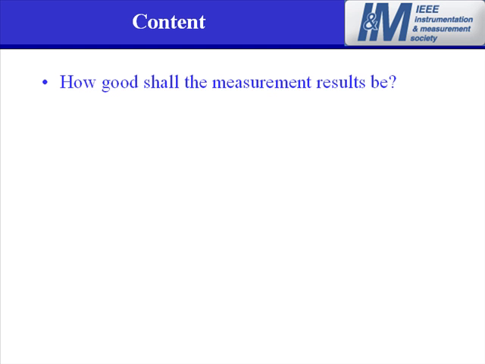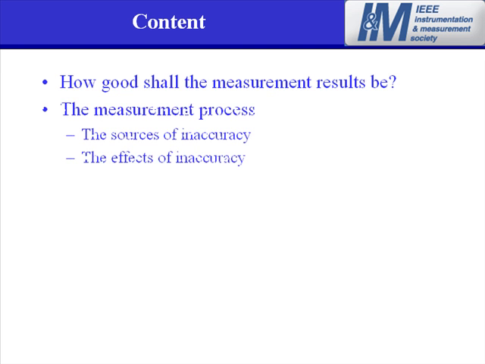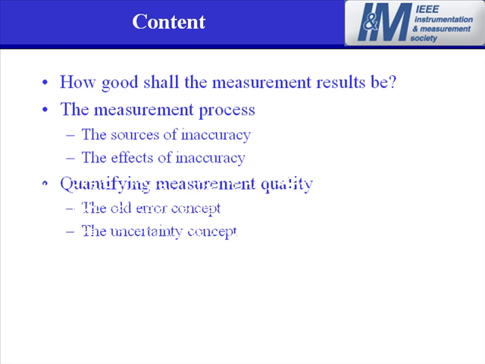First of all, we need to establish how good our measurement shall be. To do so, we need a model for the measurement process, and this model must be capable of identifying the sources of inaccuracy and explaining their effects on the measurement results. So, starting from this model, we can define a way to quantify the quality of a measurement result.